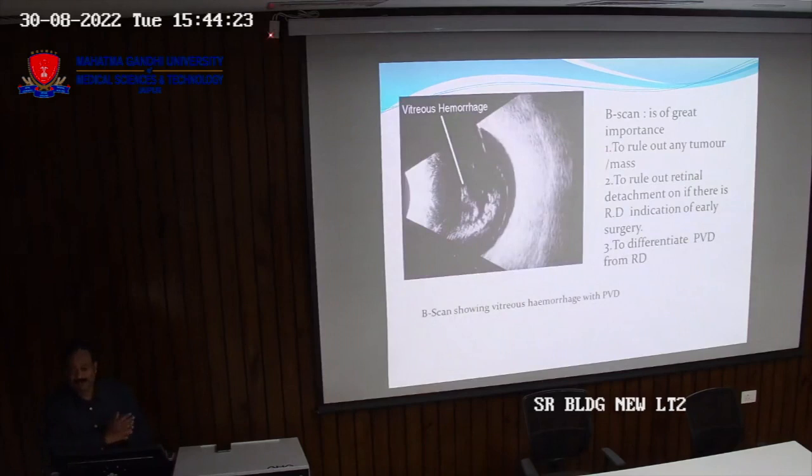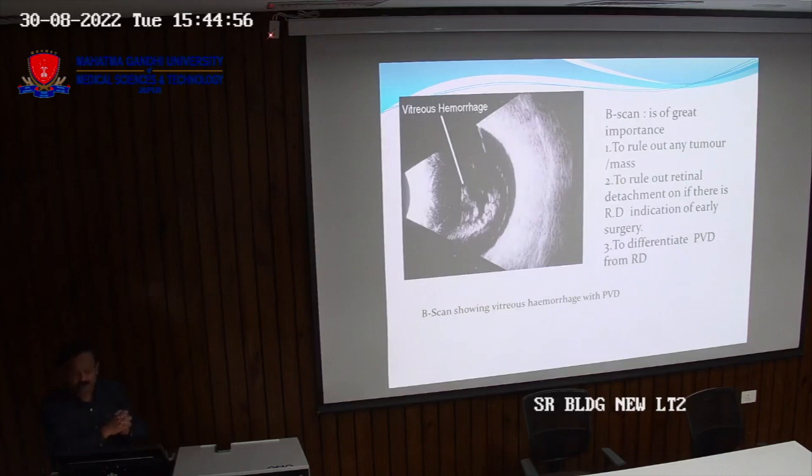So this is a sonography which is showing how a vitreous hemorrhage scan looks. In the central area, you are seeing a whitish hyperechoic area, which is the collection of blood in the vitreous cavity. And there is a circular line, which is the echo of the retina. The important thing in vitreous hemorrhage is to differentiate whether it is only hemorrhage or with detachment. So sonography is the best investigation for that.